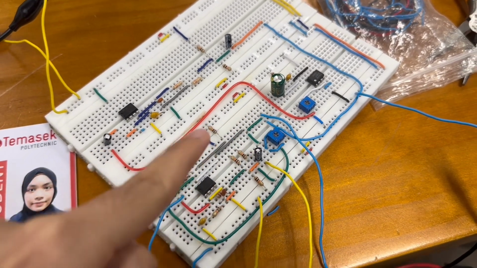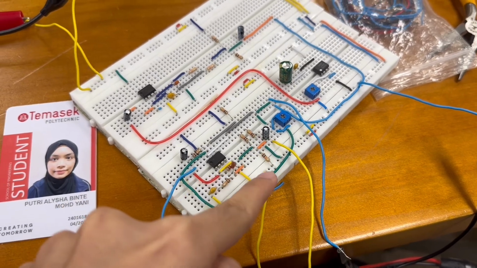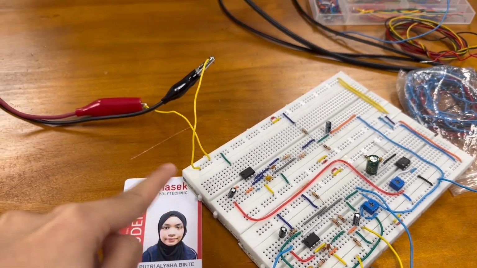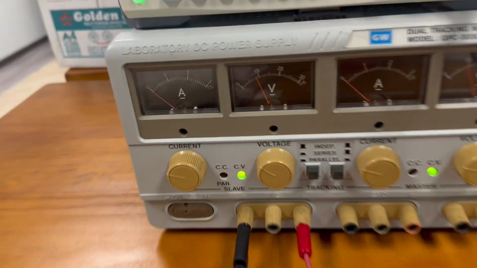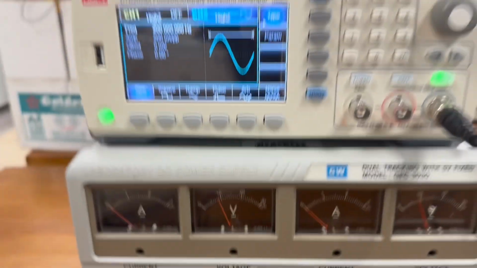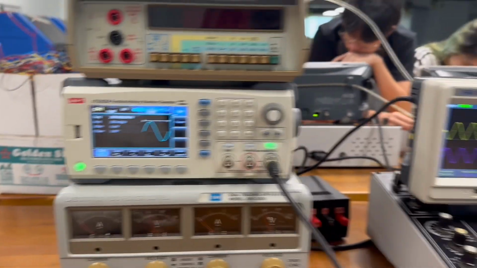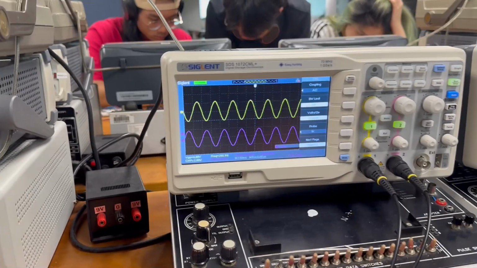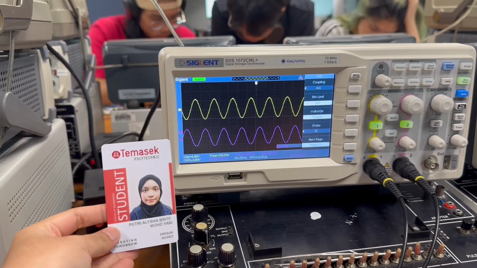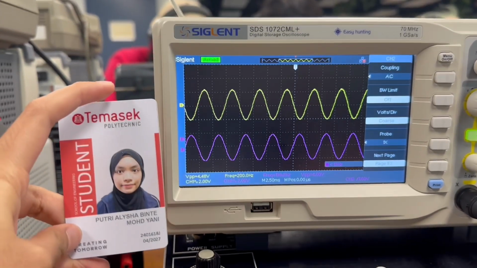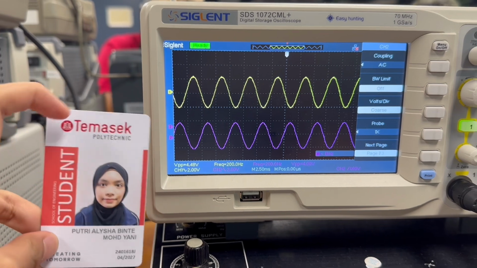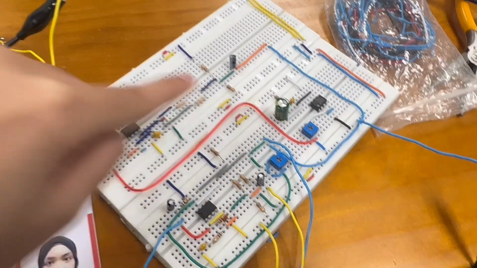So this is my second amplifier showing my inputs, outputs, and my power supply. So showing my 9 volts power supply over here, and also my 200 Hz and 200 mVpp for my input. Now for my outputs, you can actually see that they are almost similar, input and output, just that it is inverted because this is an inverting amplifier.